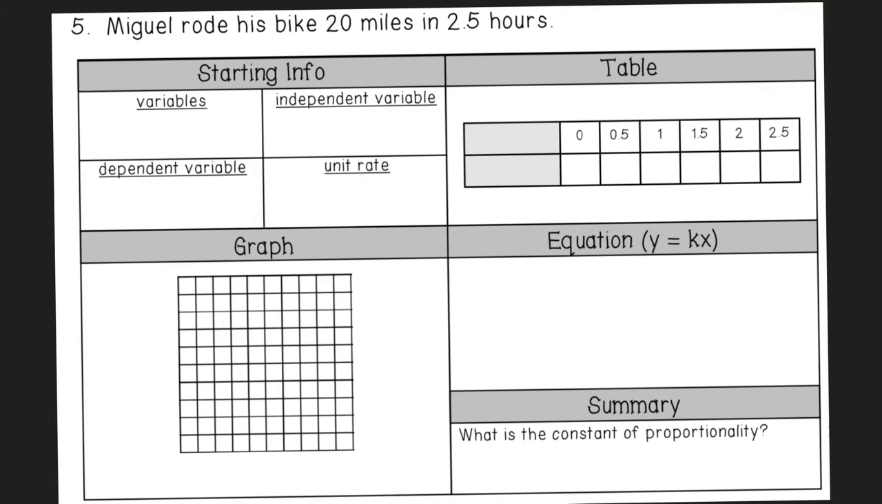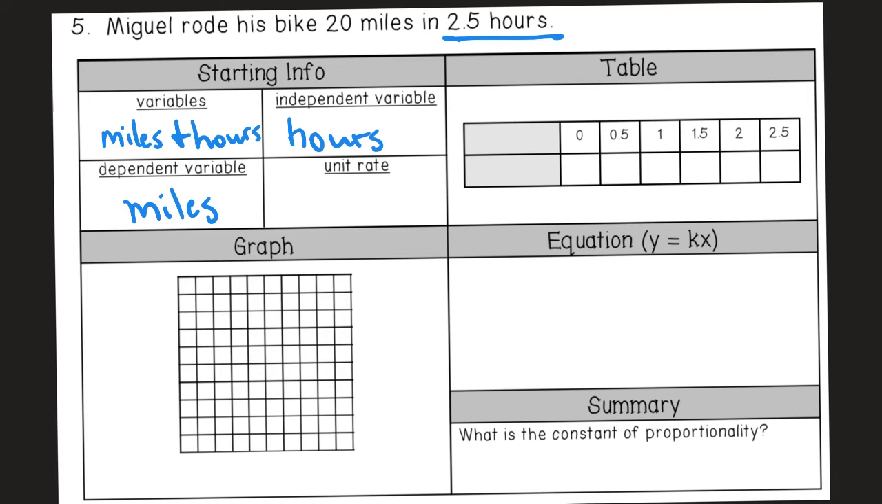Okay, let's take a look at number 5. This was the most missed question that I saw throughout, and it was only because you have your independent and dependent backwards. Remember, our time is always independent. You cannot stop time. So we have hours and miles for our independent and dependent. So that should be what you wrote for your variables as well.